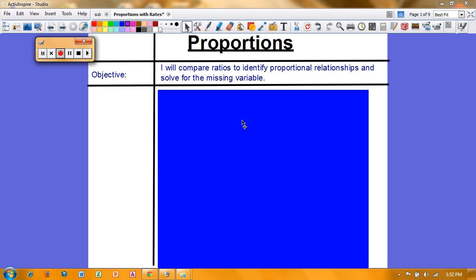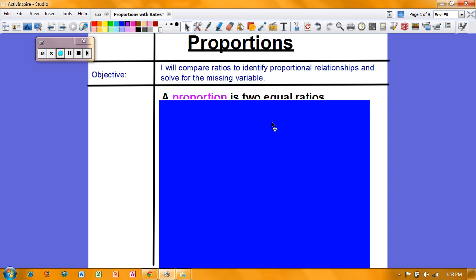Hi guys. Okay, today we are talking about proportions with rates. You need to make sure you have Cornell notes, or you need to set the page up in your spiral to look like Cornell notes. You need to write down everything you see on each slide, and everything you see me write down. Your objective today: you will compare ratios to identify proportional relationships and solve for the missing variable.